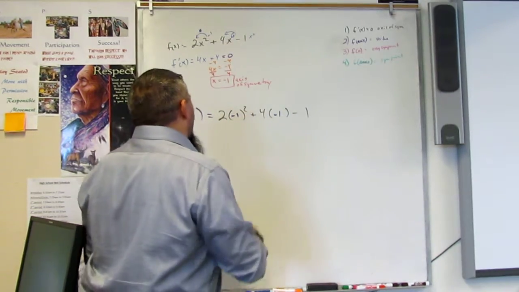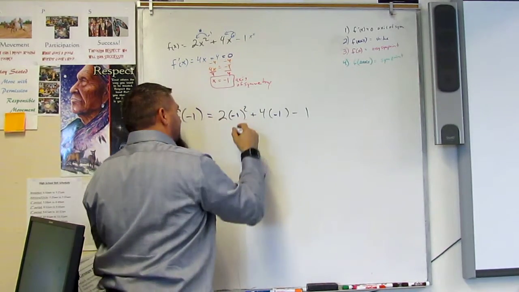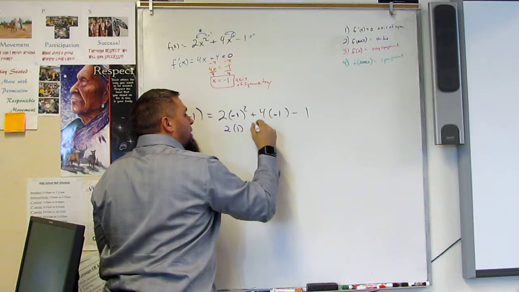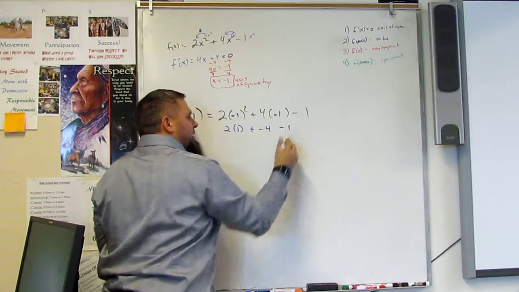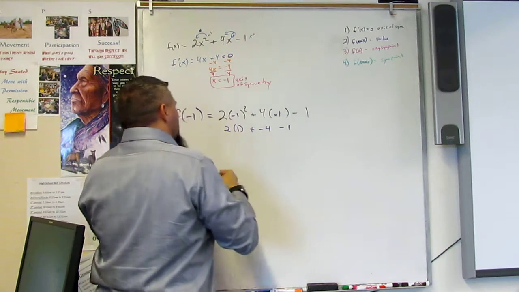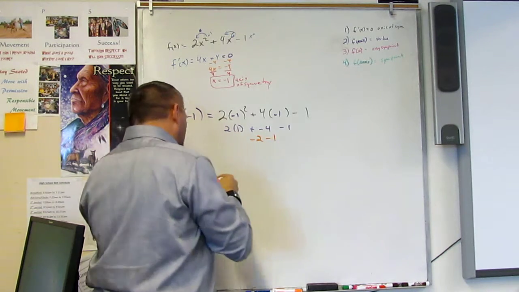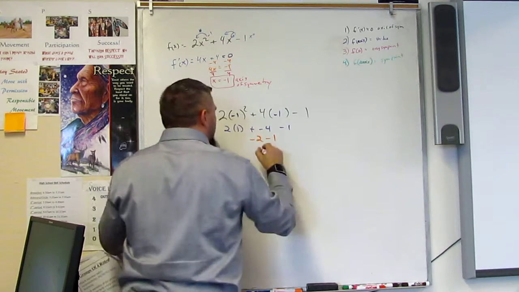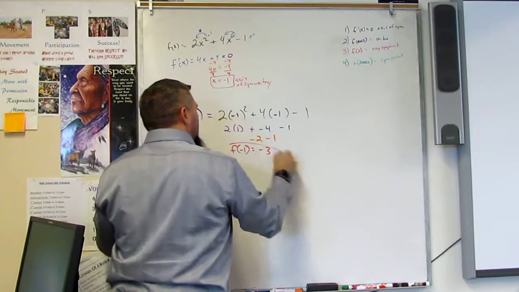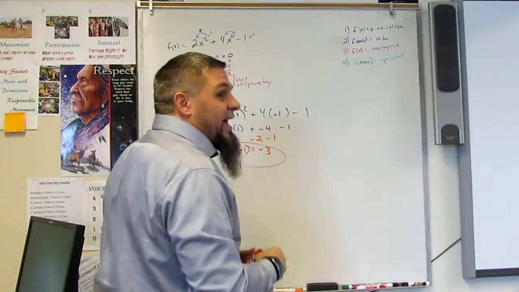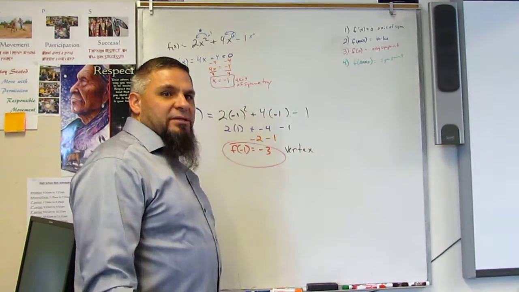And so what is negative 1 squared? Positive 1. Yes. So I have 1 times 2 plus 4 times negative 1, which is negative 4, minus 1. So I've got 2 minus 4 is minus 2, minus 1. So negative 2 minus 1 is minus 3. And that's f of negative 1 is equal to negative 3. Now that is our vertex. That's our vertex.